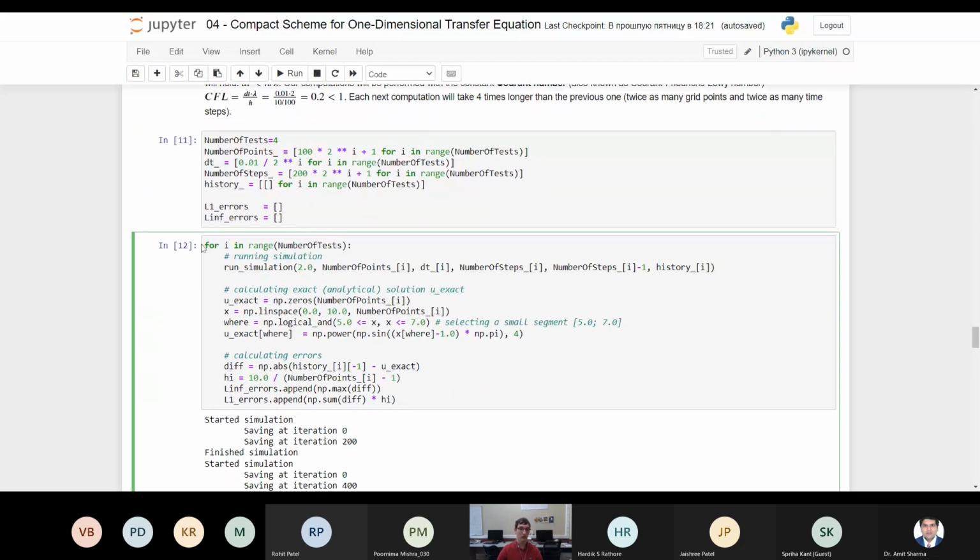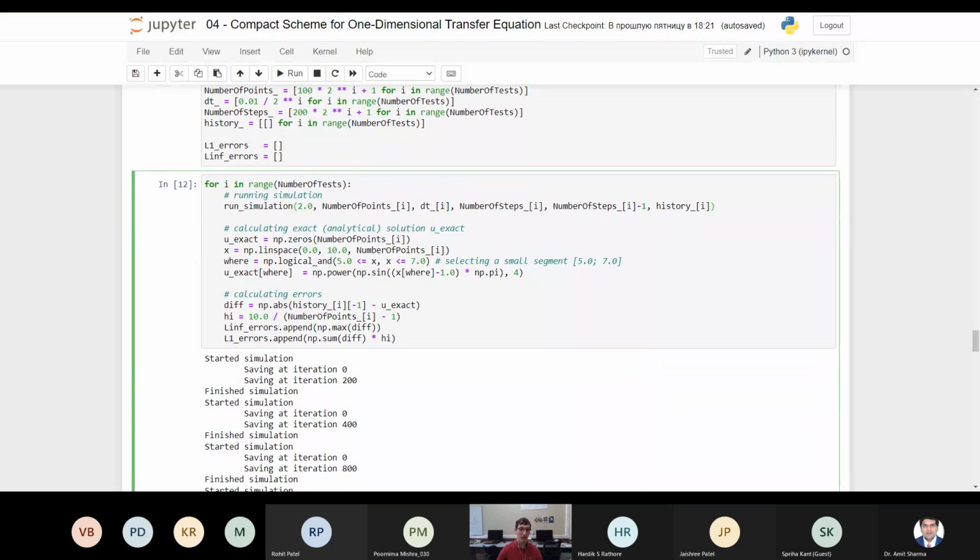So here in this cycle we run all our tests. So we call run simulation multiple times. That's why we separated the functionality in a separate function. Then we calculate the exact analytical solution, which is the same impulse that was set in the initial condition, just on a different line segment to the right from the initial segment.